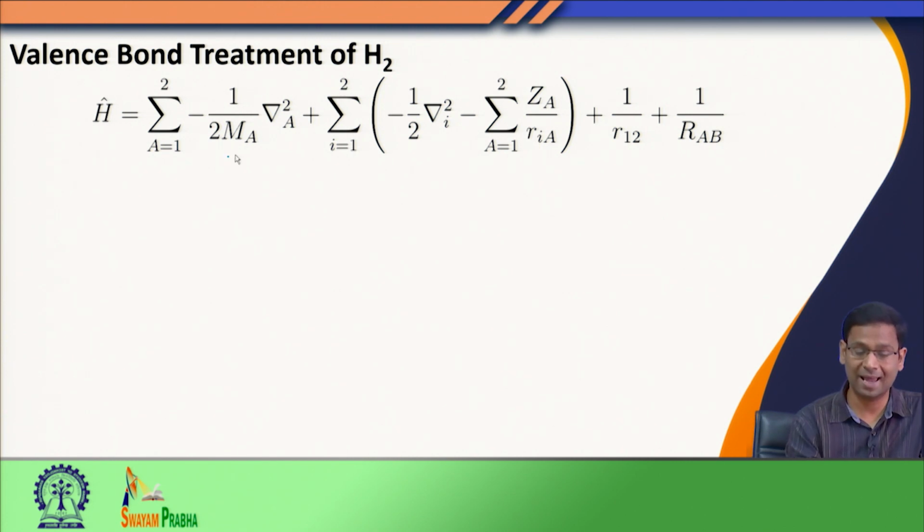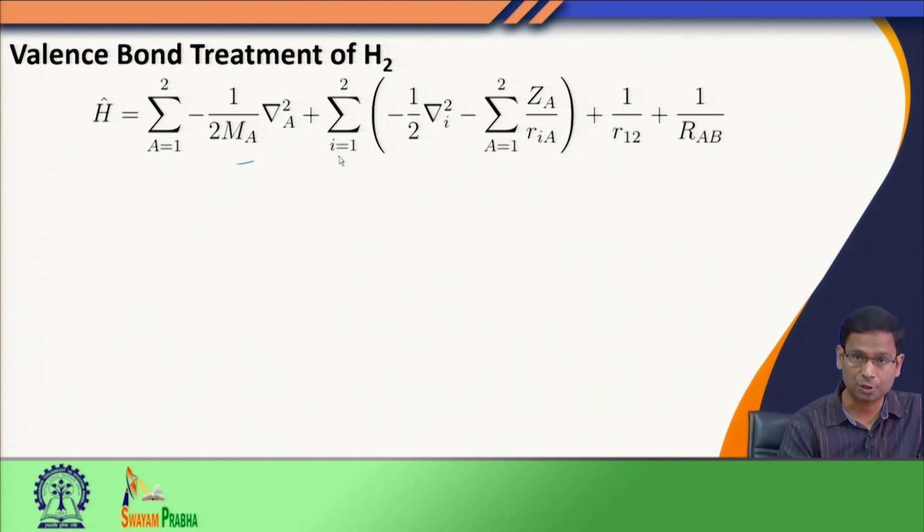The first term is the kinetic energy of the nuclei. Since I have a hydrogen molecule, there are two hydrogen nuclei, so these are the kinetic energy operators of the nuclei. Then these are the kinetic energy operators corresponding to the electrons. Again I have 2 electrons, so small i goes from 1 to 2, and I have 2 kinetic energy operators corresponding to the electrons.